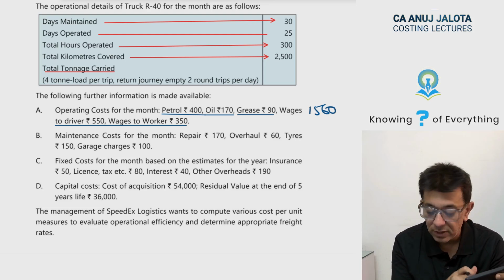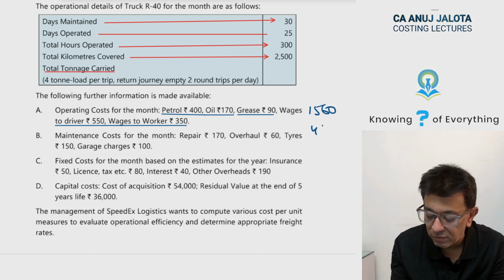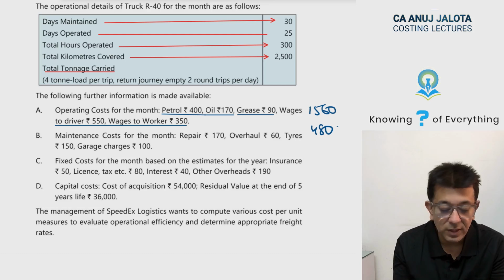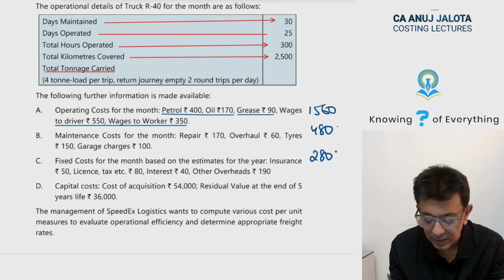Maintenance cost for the month: repairs is 170, overhauling is 60, tires are 150, garage charges are 100. Total will be 480. Fixed cost for the month based upon the estimates for the year: insurance is 50, interest is 40, other overheads is 190.